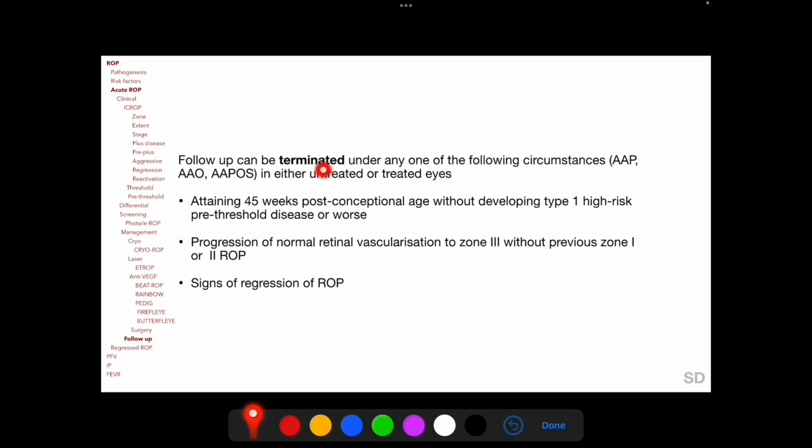Follow-up can be terminated under any one of the following circumstances in either untreated eyes or eyes treated with laser or cryo, and these criteria are attaining 45 weeks post-conceptional age without developing type 1 high-risk pre-threshold disease or worse, progression of normal retinal vascularization to zone 3 without prior zone 1 or zone 2 ROP, and signs of regression of ROP, which we have discussed earlier.